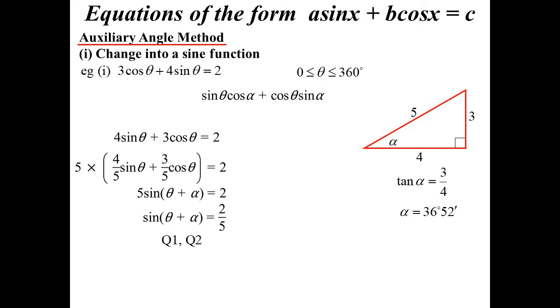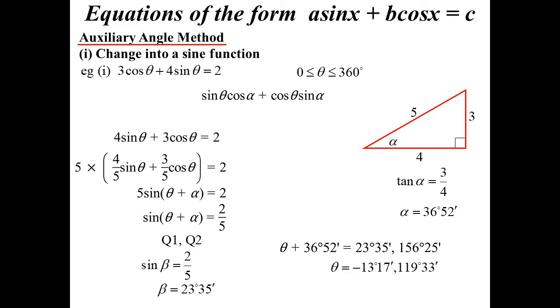In the first two quadrants, sine is positive. So sine beta is 2/5. Normally I'd say sine alpha, but I've already used alpha, so I'll use a different pronumeral there. So I know that one is 23 degrees 35. That's the acute angle. Therefore, theta plus alpha, which we worked out was 36 degrees 52, is either 23.35, that's the first quadrant answer, or 156.25, the second quadrant answer. Now I just subtract the 36.52 and we get our answers.